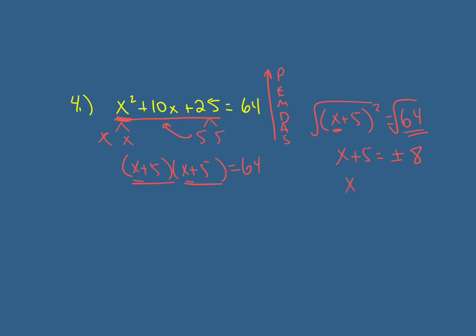Now I'm going to get rid of the plus 5 by subtraction, so I get x equals negative 5 plus or minus 8. Since there's no radical remaining, you do have to split this up. You have to do negative 5 plus 8, and you have to do x equals negative 5 minus 8. So you're going to get two different answers with no radicals. X equals 3, and x equals negative 13. So those are your 2 answers for 4.